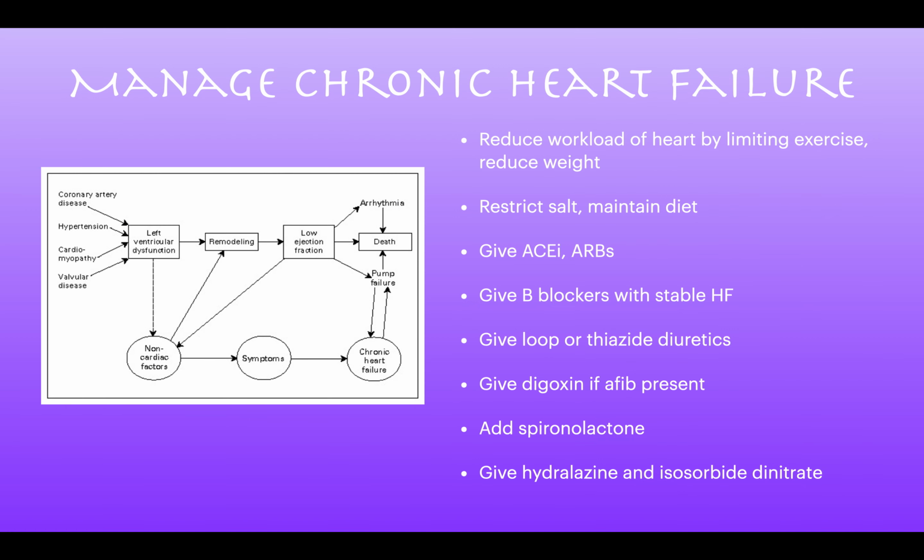How do we manage chronic heart failure? First thing, we want to reduce the workload of the heart, so it's a lifestyle change. First, start with diet, reduce the weight, and then we start giving the ACE inhibitors, the ARBs. Once they're stable, we give beta blockers and then a loop or thiazide diuretic. And you give digoxin, just a little bit, because the toxins build up in the heart over a period of time if AFib is present.